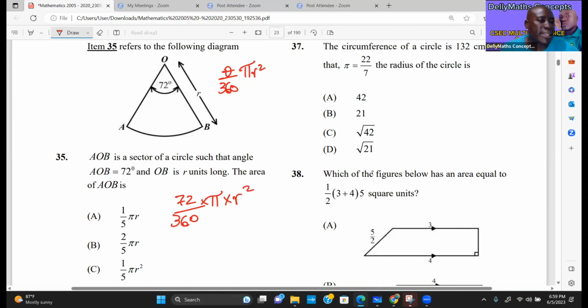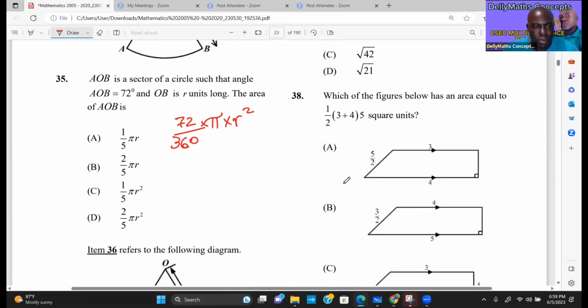So basically they don't want anything because you're seeing r and r. So all you have to do is to cancel down. Can you break down 72? Can you break down 72? And that's where it lies. Break it down. Find a way to break it down.